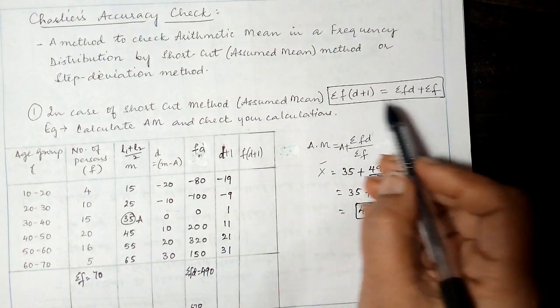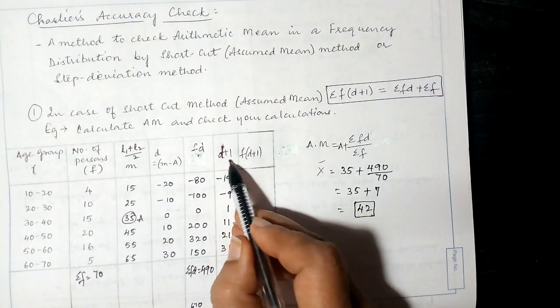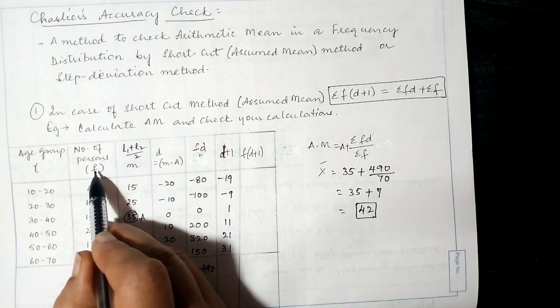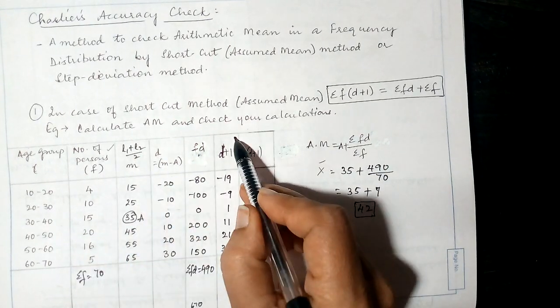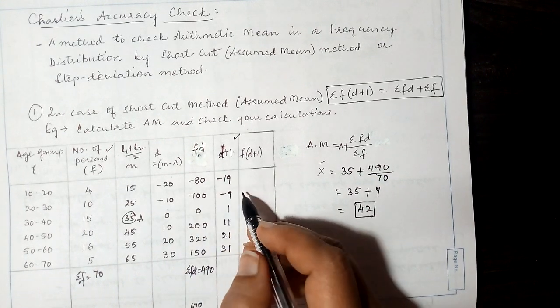Now we need to find out sigma of f into d plus 1. So d plus 1 is here, f is here. Let's multiply f and d plus 1. So 4 into minus 19, how much?